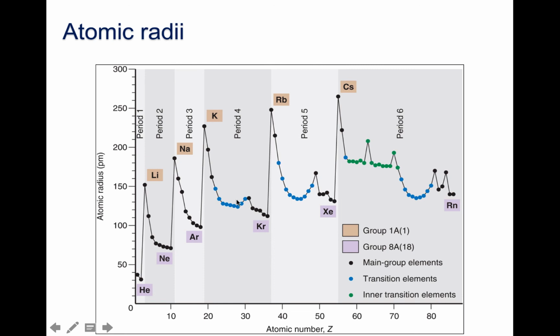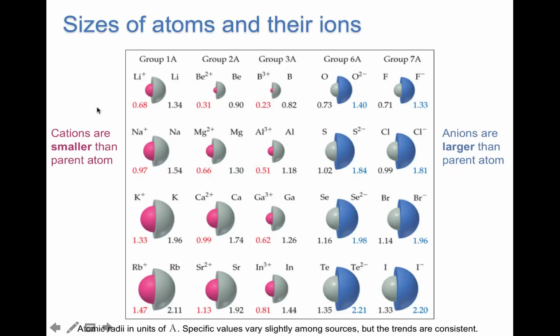You don't need to be familiar with these deviations from the trends. Be sure that you know that helium is the smallest, francium is the largest, and the trends that go along with those. Another thing you'll need to be familiar with is the size of the atoms relative to their respective ions. So cations generally are smaller than their parent atom.